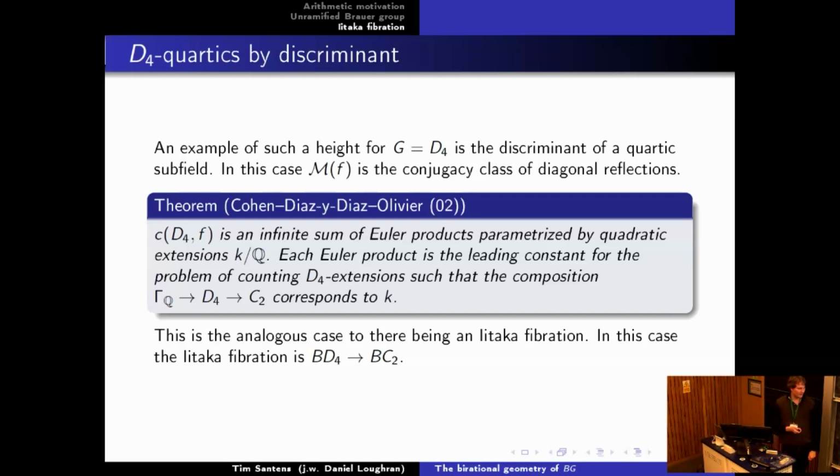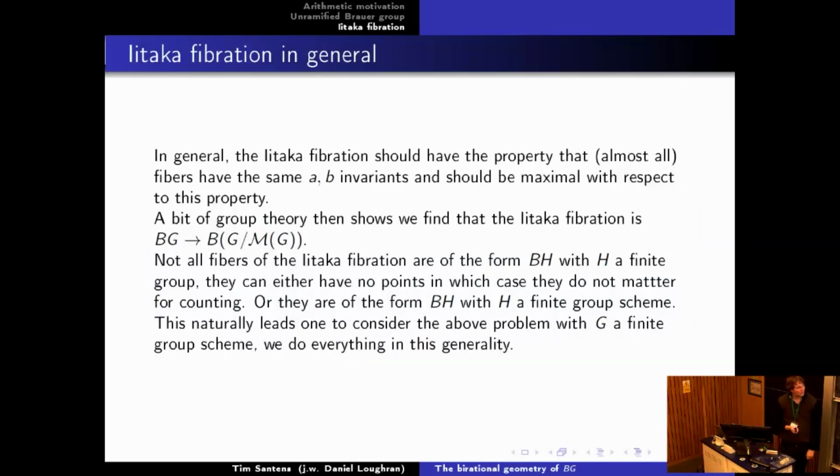And in this case, we see that the fibration is BD4 to BC2. Now, the fibration, whatever it is, should somehow have the property that every fiber of it has the same A and B invariance as the original thing, up to some set of bad fibers. And it should also be maximal with respect to this property.